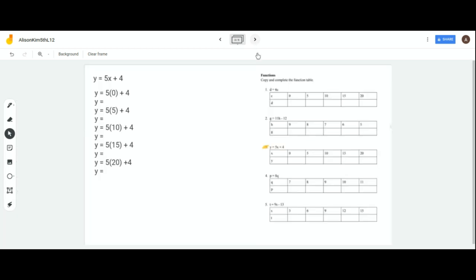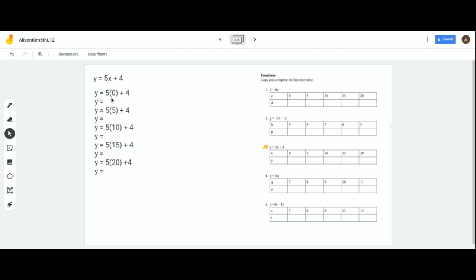Now let's move on to functions. We're going to do number 3 together. Number 3 gave us the equation y equals 5x plus 4, right? They also gave us a table with all the x values of 0, 5, 10, 15, and 20. So what this means is you need to plug in these given x values in this equation. In this equation, the x is right next to the 5, so we plug it in, which I did for you guys. So 5 times 0, 5 times 5, 5 times 10, 5 times 15, 5 times 20. Make sure all those numbers add up with these numbers right here.